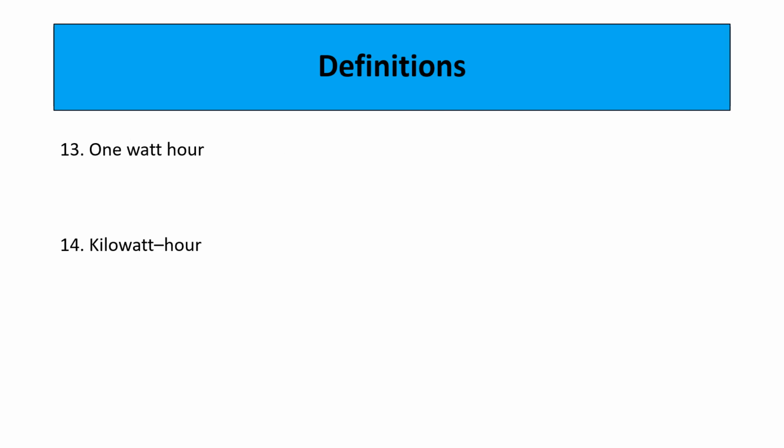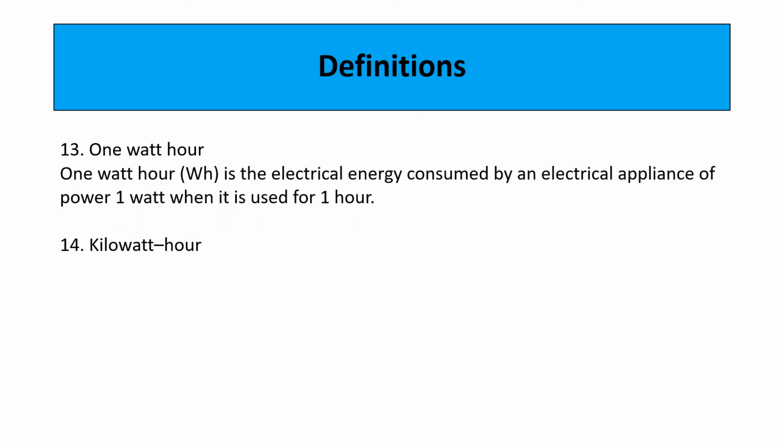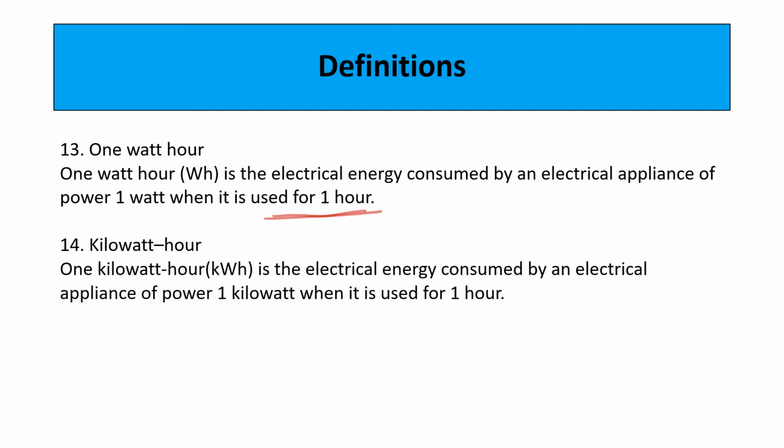How will you define 1 watt hour? 1 watt hour is the electrical energy consumed by an electrical appliance of power 1 watt when it is used for 1 hour. Define kilowatt hour. 1 kilowatt hour is the electrical energy consumed by an electrical appliance of power 1 kilowatt when it is used for 1 hour. In 1 watt hour, you are using power of 1 watt. In kilowatt hour, you are using an appliance of power 1 kilowatt.